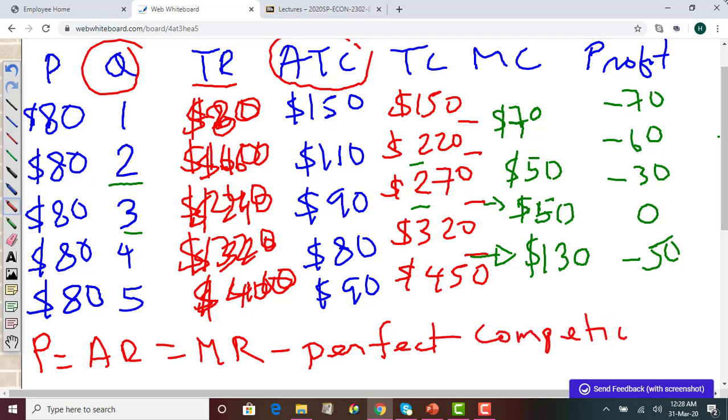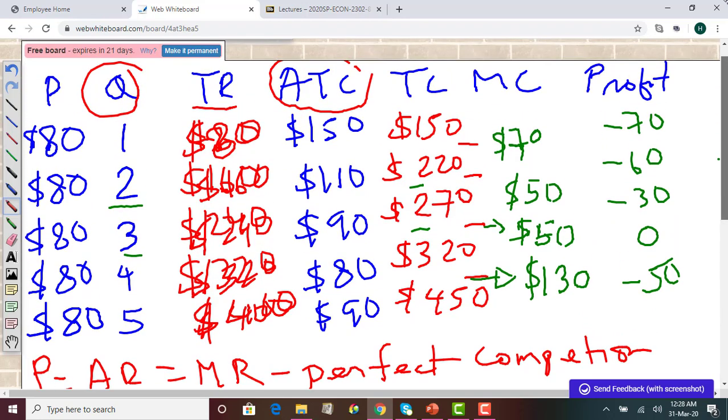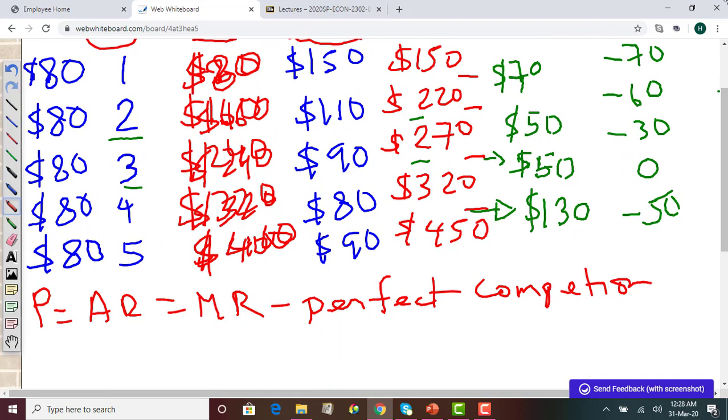So here, what is the point where marginal revenue, $80, is equal to your marginal cost, $80? We do not have a direct number. So we see, if you are producing between 3 and 4 units, your marginal cost is $50. And if you're producing between 4 and 5 units, your marginal cost is $130. So probably somewhere in between $50 and $130, you will have a marginal cost of $80.